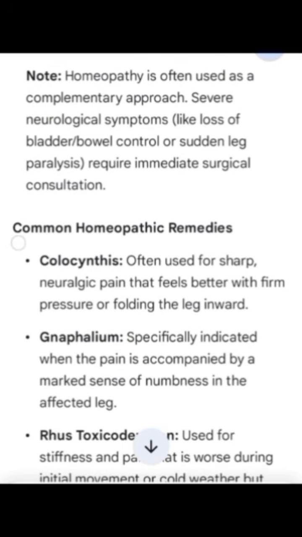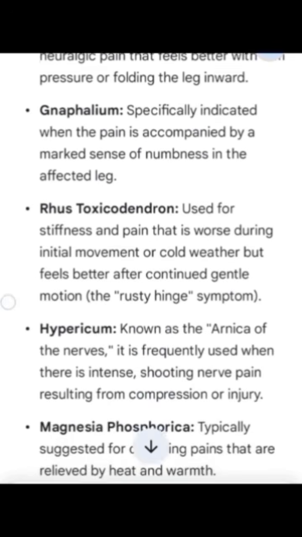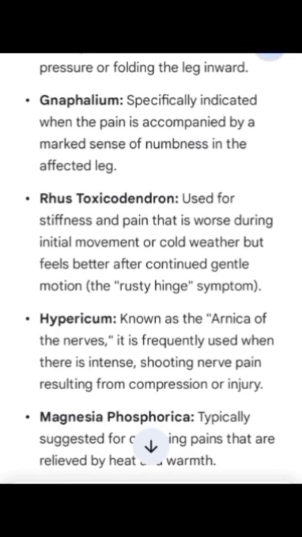Common homeopathic remedies. Colocynthis, often used for sharp neuralgic pain that feels better with firm pressure or folding the leg inward. Gnaphalium, specifically indicated when the pain is accompanied by a marked sense of numbness in the affected leg. Rhus toxicodendron, used for stiffness and pain that is worse during initial movement or cold weather, but feels better after continued gentle motion, the rusty hinge symptom.